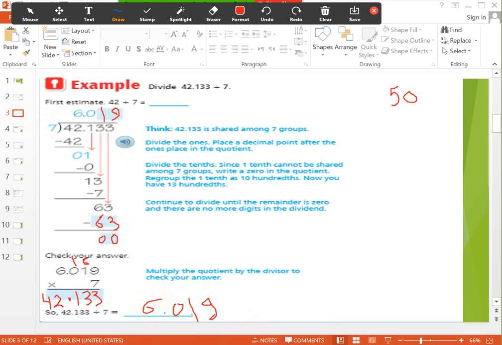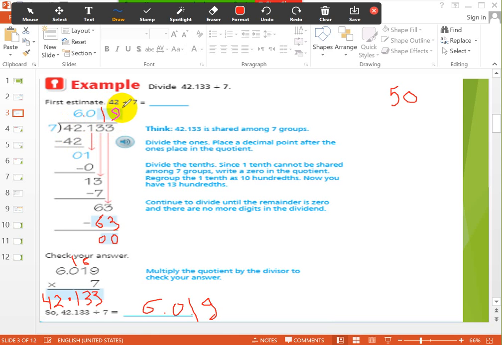Okay? If you estimate the answer, if you round the dividend, which is here 42.133, it will be 42, into the nearest whole, because before 2 I have 1 and 1 is less than 5. That's mean I will keep the same number and the digits here will be 0.